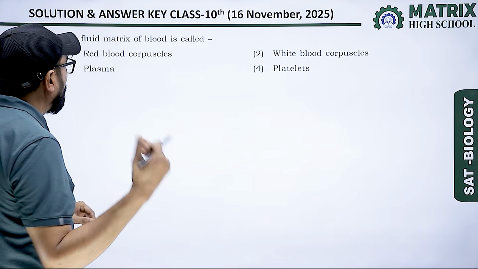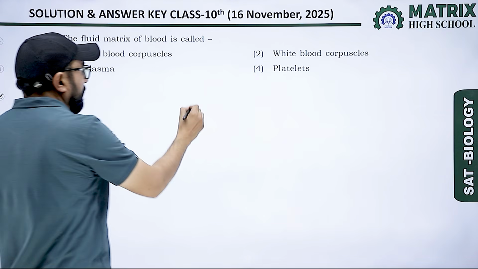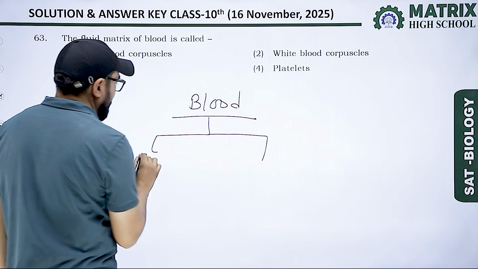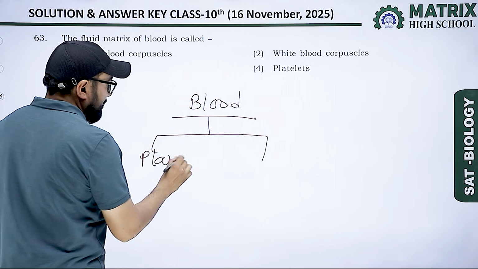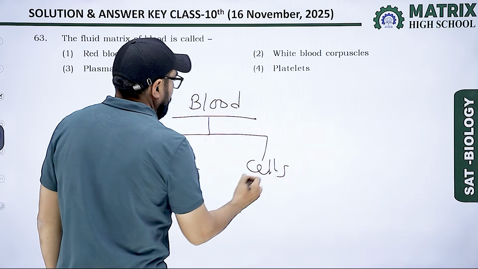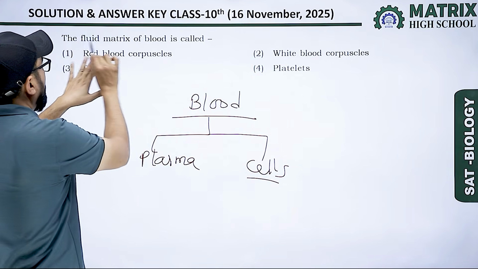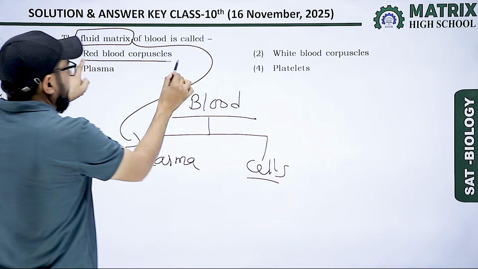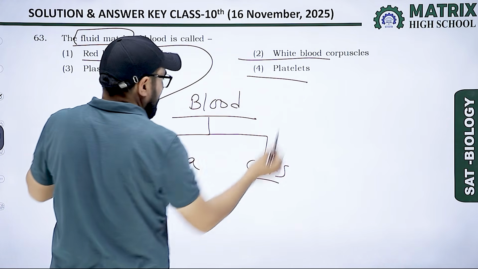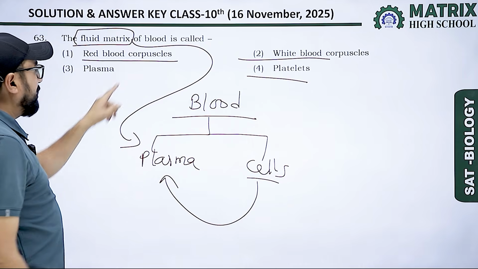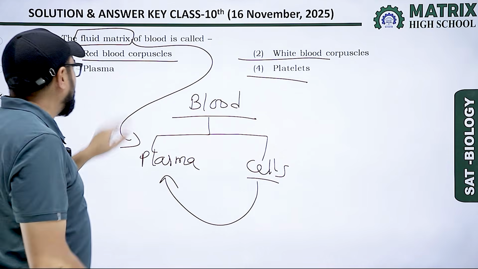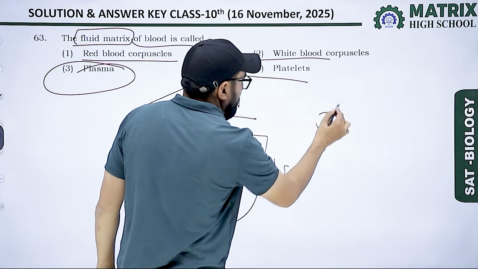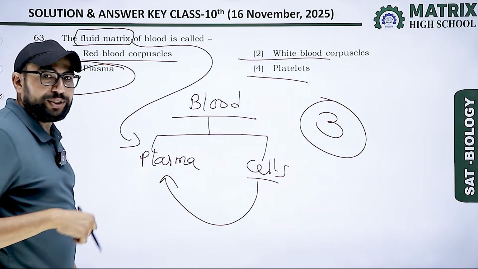The fluid matrix of blood is called blood? Blood has plasma and cells. So the matrix fluid is plasma. Cells present in plasma are RBC, WBC, and platelets. So the matrix is plasma. So the third option is right for this question.